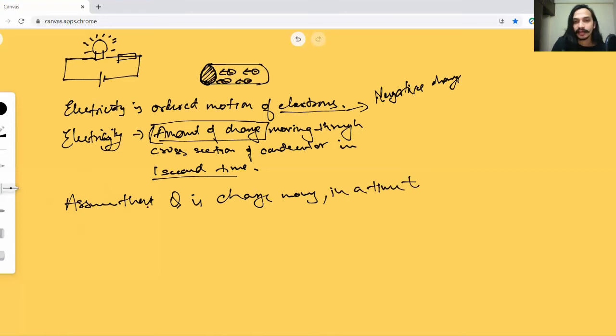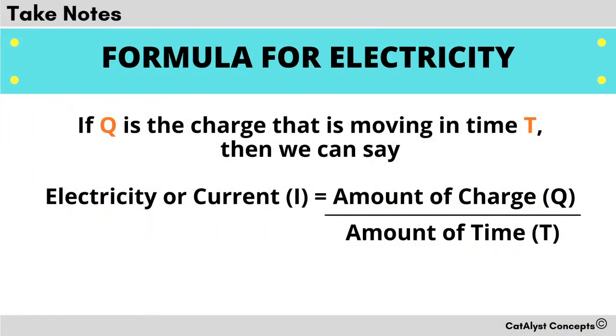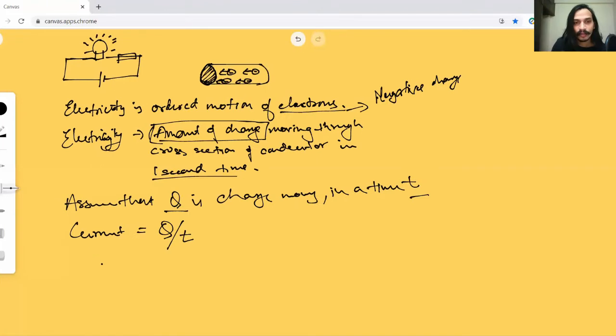So if I have Q charge in T time, then I'll simply say that electricity, or I'll just call it current for now, shorter word. Current equals the amount of charge divided by time. If I divide it by time, it will tell me how much in 1 second. Now, this is nothing but the formula for current.